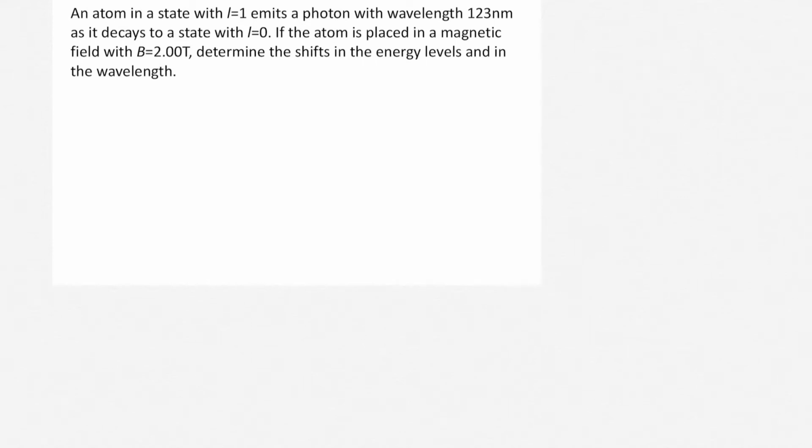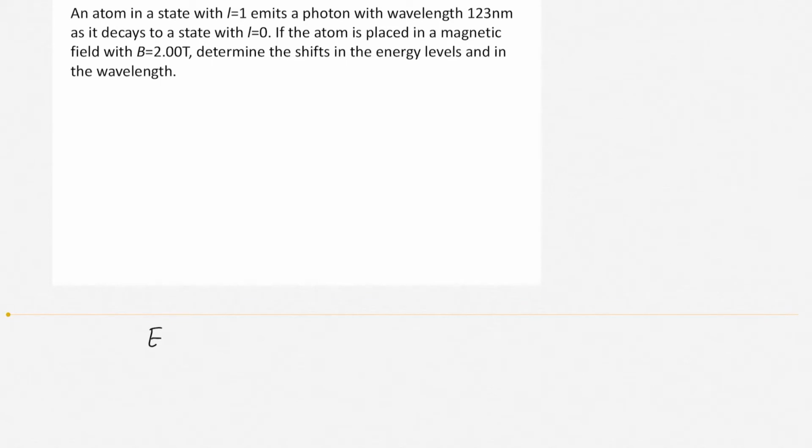In this practice, an atom in a state with L equal 1 emits photons with a wavelength of 123 nanometers as it decays to a state with L equal 0. If the atom is placed in a magnetic field with B equal 2 Tesla, determine the shift in the energy levels and the wavelengths. Then we'd like to find out the energies for the emissions of the photons.